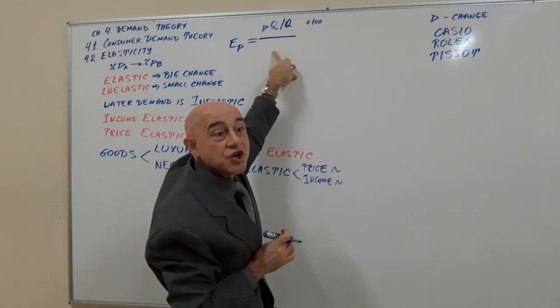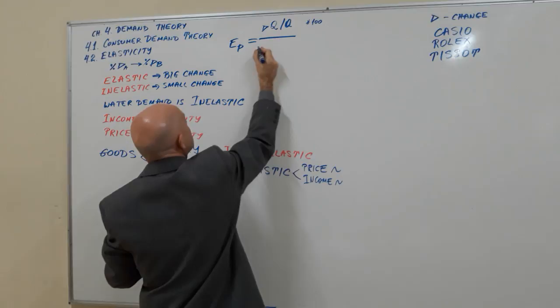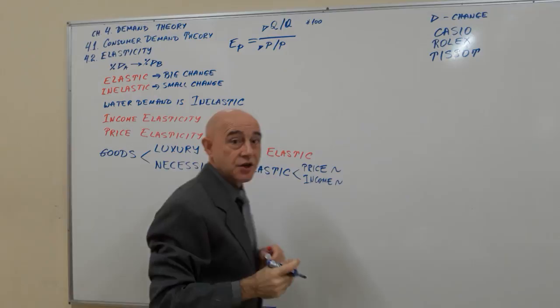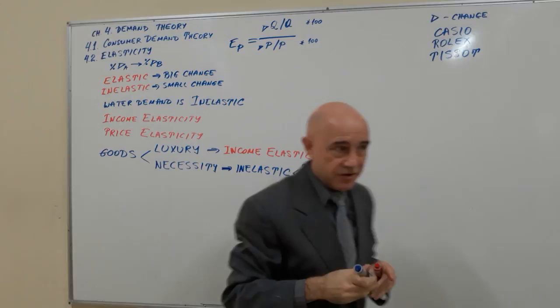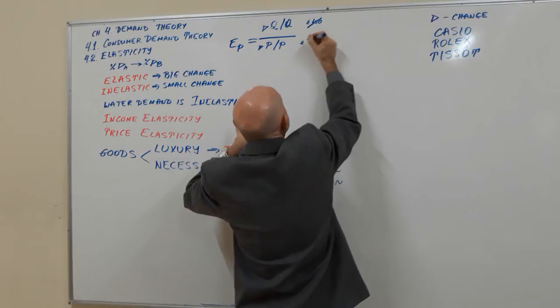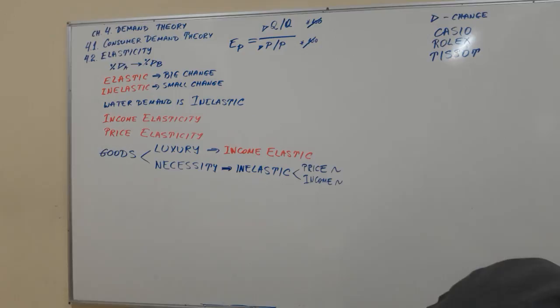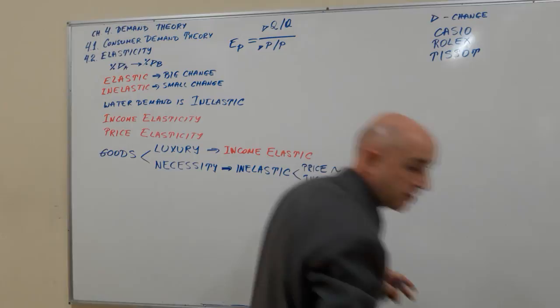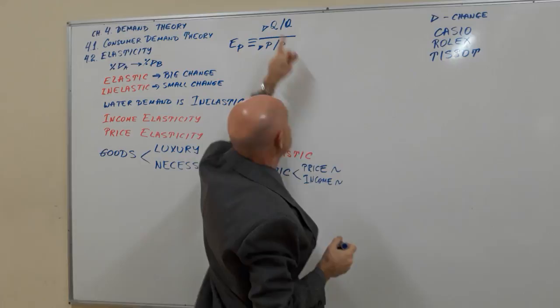So, percentage change in price is change in price divided by price to get the percentage, multiplied by 100. Okay? And now I cancel the 100. Okay? So this becomes the definition of, in this case, price elasticity of demand.